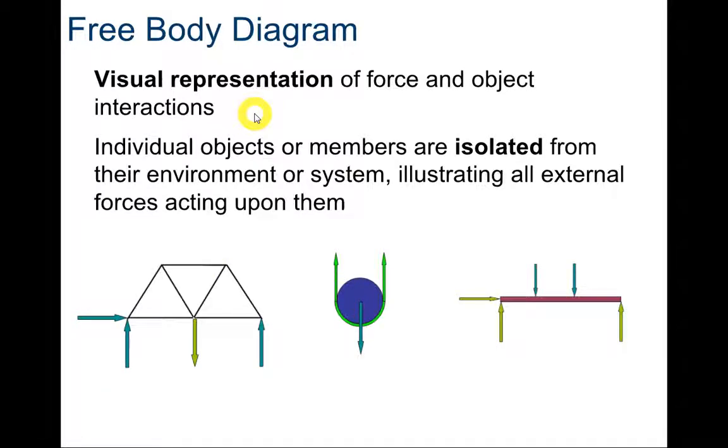Free body diagram: visual representation of force and object interactions. And we're going to get this whole thing down. Individual objects or members are isolated from their environment or system, illustrating all external forces acting upon them. Just like it says, while you're writing, I'll just talk at you for a second. We are isolating all the forces, including friction, including gravity, on an object.